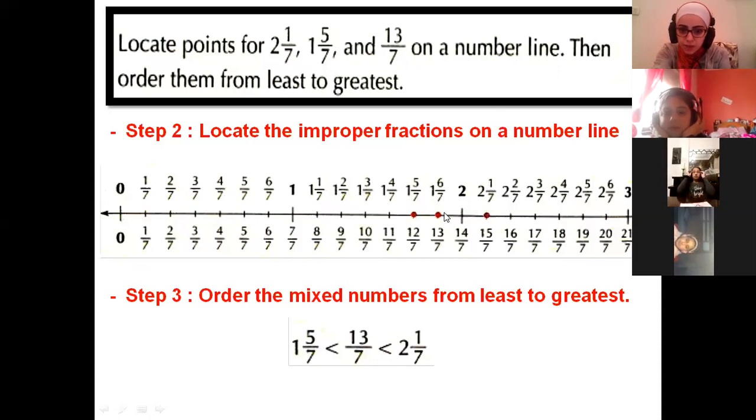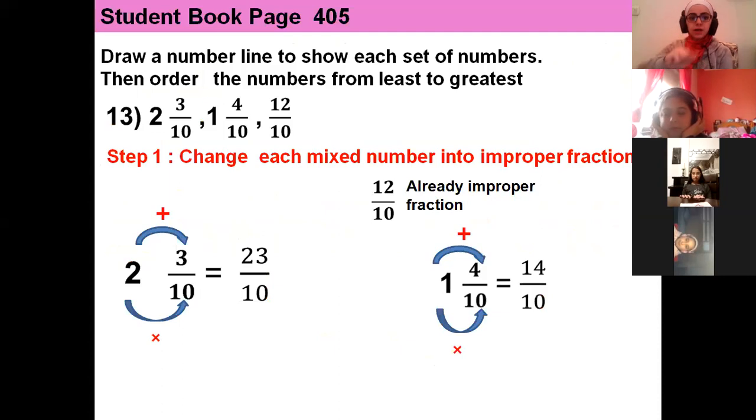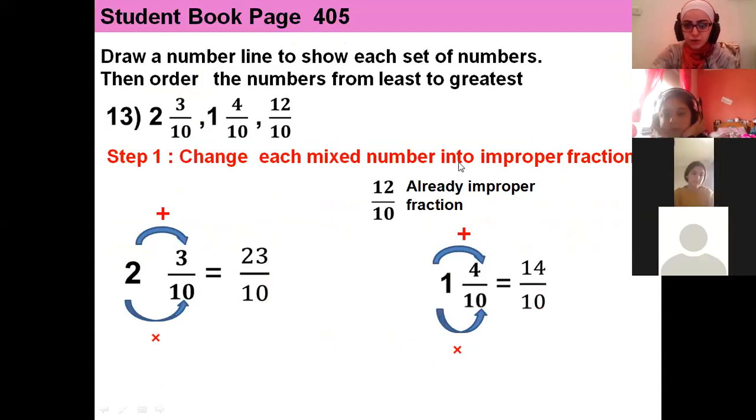You can just write the three fractions that we want on it. Okay? Hala, look at this example. That's another example. We need to draw a number line to show each of these sets of numbers. Again, you can change the mixed numbers to fractions, or you can change the fractions to mixed numbers. So step one here, we change each mixed number to improper.